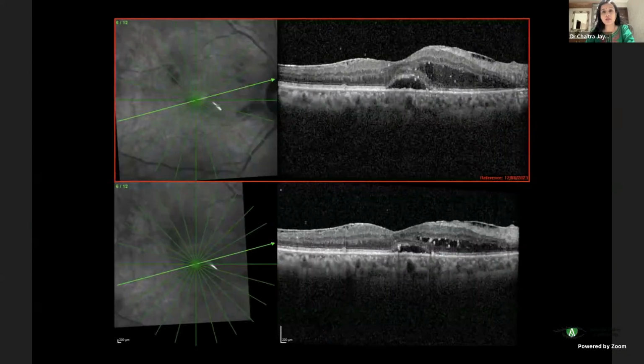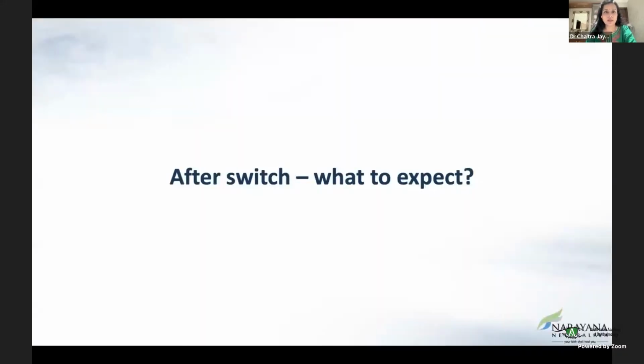Fifth case here. Again, subretinal fluid is seen there, and you can see the response here. This was, I think, in the month of June that we gave the injection, and about mid-July, these are the results. And that was treatment naive.